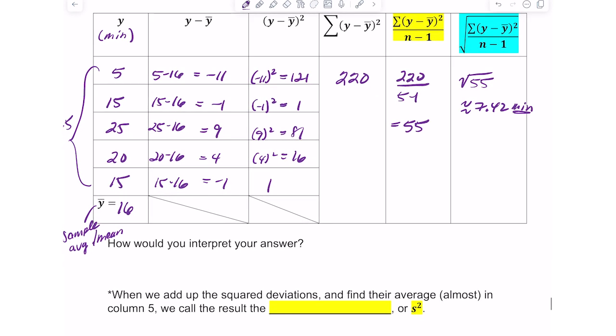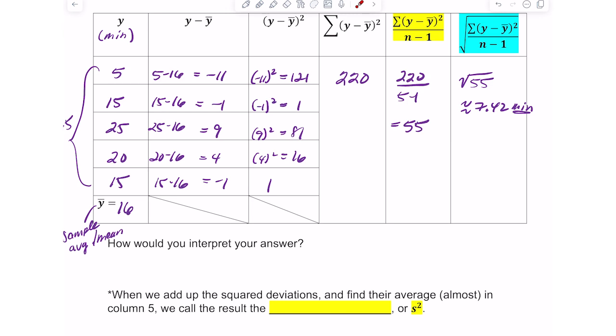So how exactly would we interpret it? Well, first of all, 7.42 minutes compared to the mean, that's a pretty small number. That means there's a low standard deviation, which means there's less variability and more consistency in the numbers. And there is. I mean, they're really not that far from each other if you were to line them up. 5, 15, 20, 25, they're really not that far away. So their standard deviation should not be large, okay?